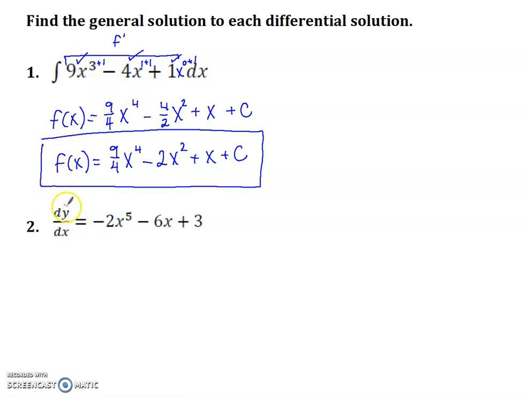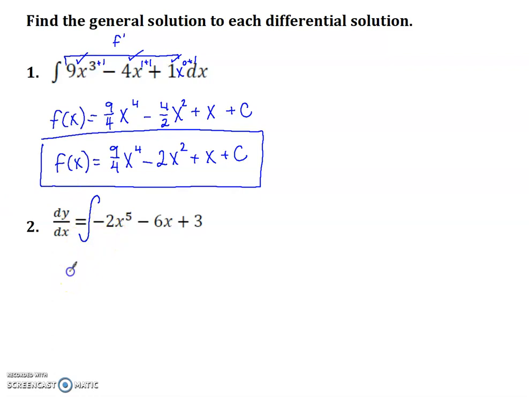Now, if we look at number 2, this one's written a little differently. It says dy over dx equals negative 2x to the 5th minus 6x plus 3. This is just another way of saying take the antiderivative, which is integrate it. So instead of writing it like this, they've just said dy dx equals. We're still going to integrate this. Remember, this little symbol means antiderivative.